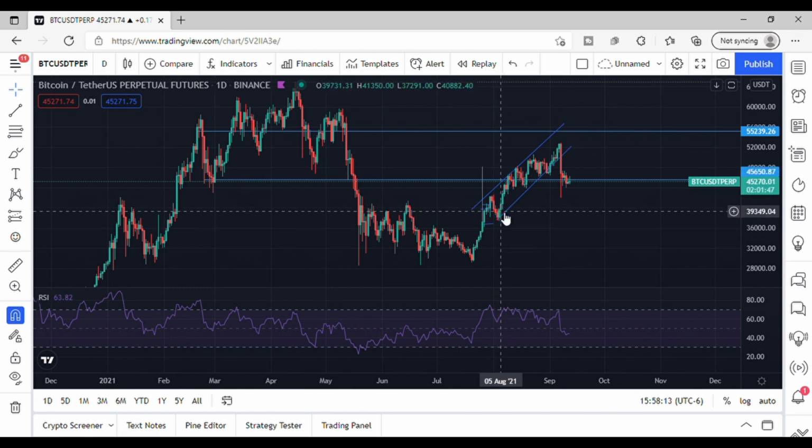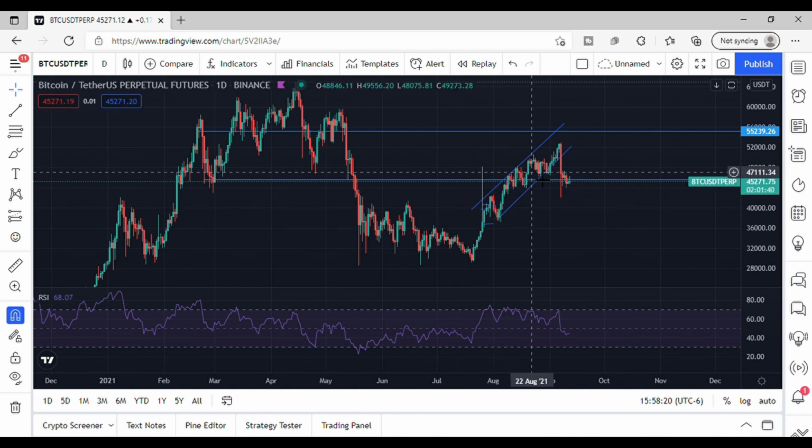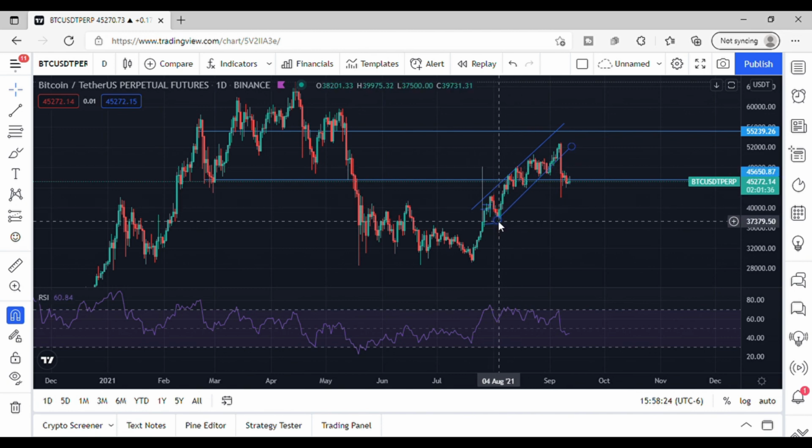When you're riding along, just keep in mind that it's going to go higher. The next high will be higher than the previous high, as you can see here, it went higher than the previous high. So you want to enter right here.